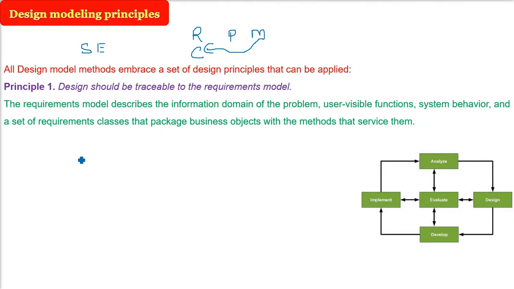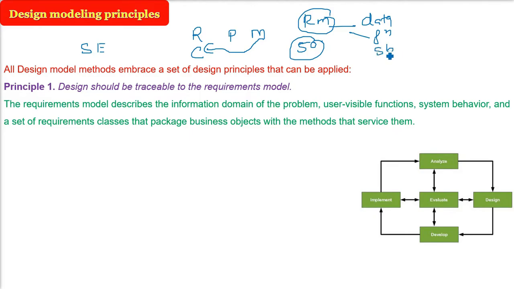So what is the requirement model doing? The requirement model is all about describing the data, the information domain, and the functions which are visible. For example, 50 functions or 50 use cases are there. Then what is the system behavior? The data, of course, the functions, the system behavior, and this behavior will occur on certain events.